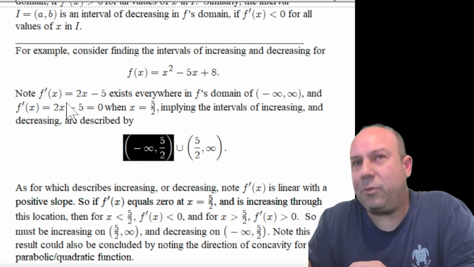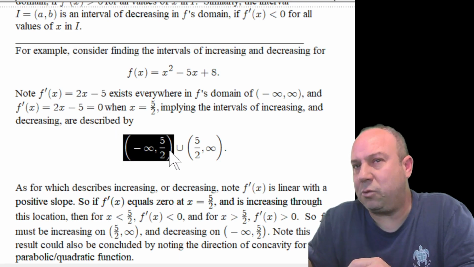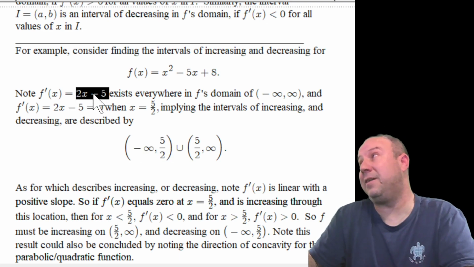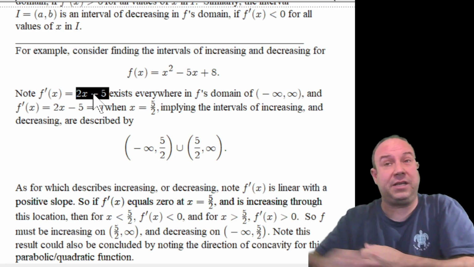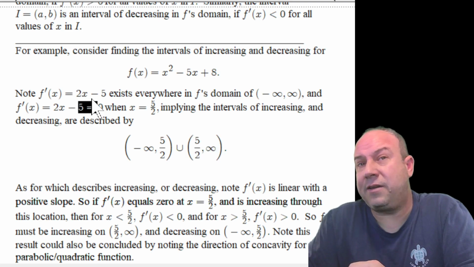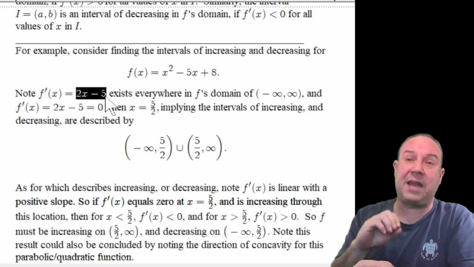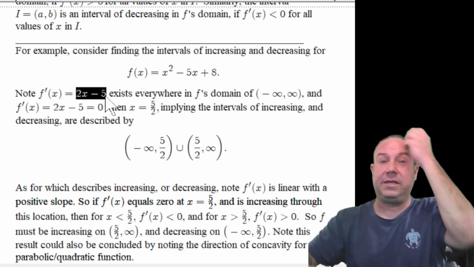When we evaluate 0 inside here, right, 0 is a value between negative infinity and 5 halves. And when I substitute in 0 here, I do get negative 5. So that is where it's less than 0. That must be where I'm decreasing. And if I pick a number like 3 and I substitute 3 into this value for f prime of x, 3 times 2 is 6 minus 5 is positive 1. So that is greater than 0 in that interval. So that must be where I'm increasing.